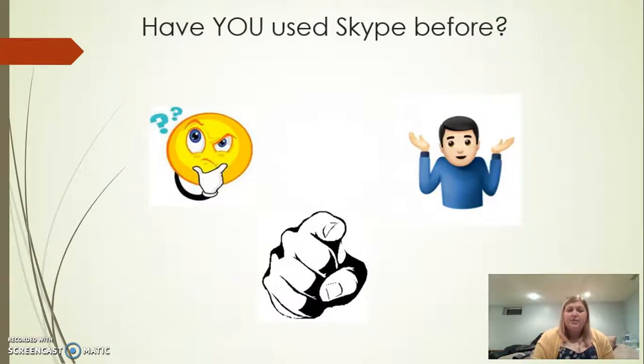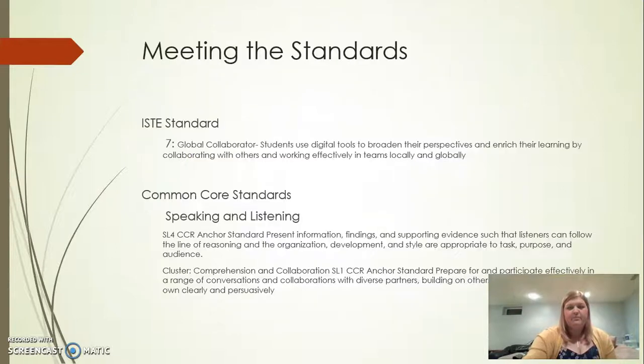So have you ever used Skype before? Usually we use it in our daily lives, not in the classroom. This is something that we use for long distance phone calls, whether it's with family or friends, but typically we don't think about it in the classroom. But it's really going to help us meet these standards.